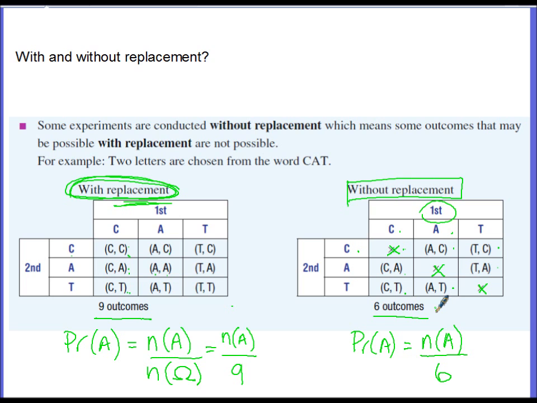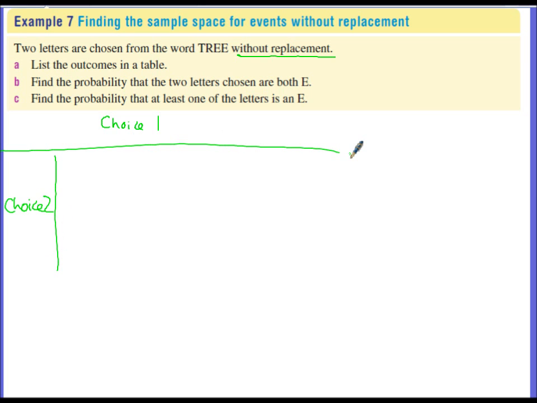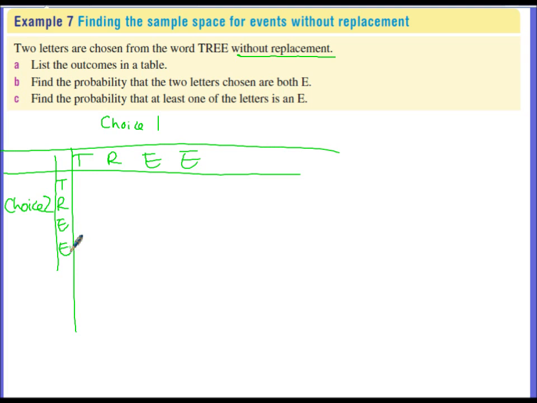Let's do an example together. Two letters are chosen from the word tree without replacement. List the outcomes in a table. Okay, so let's do this. Choice 1 will be our columns, and choice 2 will be our rows. So in choice 1, I have T, R, E, and E that can be chosen. And for choice 2, again, T, R, E, and E.